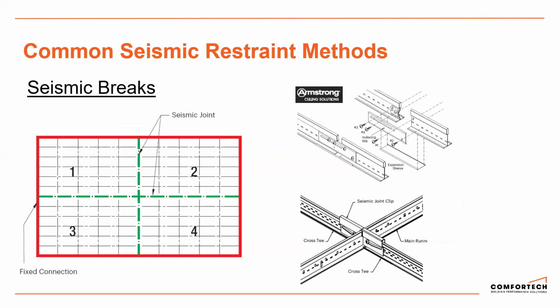So the next method after fix and float, we go into seismic breaks. This is where we break one large ceiling up into either 2 or 4, and that would be either via a break in the main tees or a break in the cross tees. In this application, we have the gap ideally in the center of the room, the seismic gap, and we fix to the perimeter. So the whole perimeter becomes fixed. The benefit of using proprietary clips in this application is you don't see any of it from below, so you don't get a big gap.